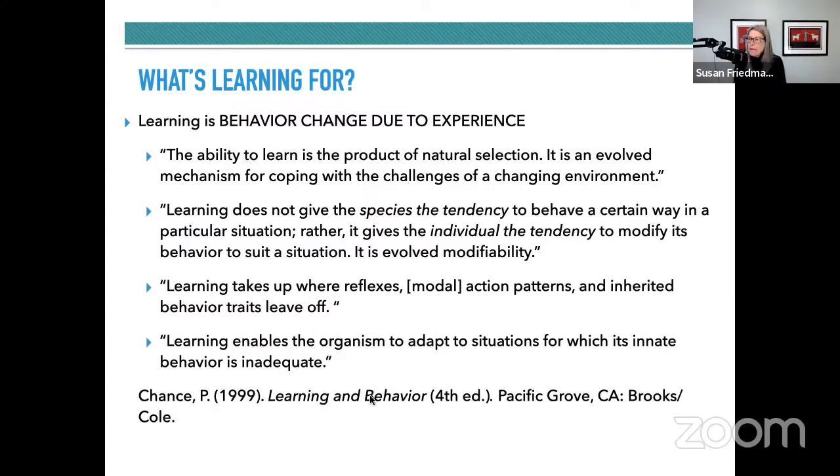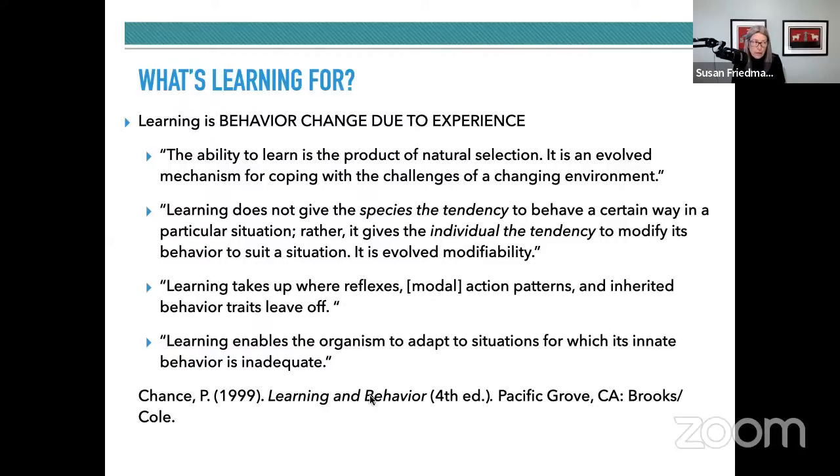So what is learning for? Well, first we need to start with a definition. And I think that part of the problem is that we jump into these debates online and at conferences without having common definitions. And so we are often talking at cross purposes. We're addressing different things because we haven't started our discussions with a careful agreement on what our definitions are.